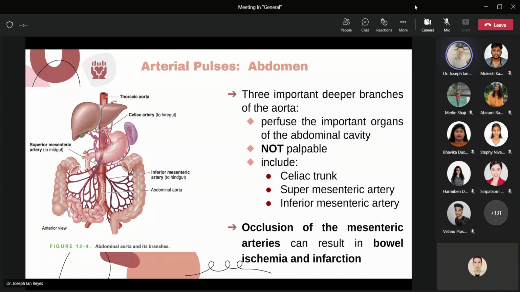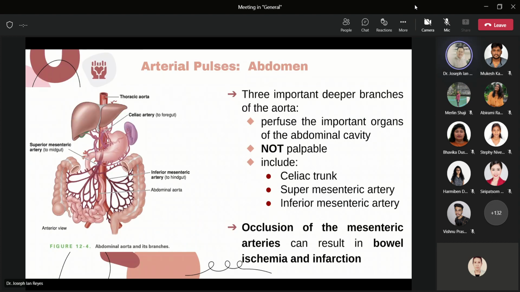If you can see the picture, you have your celiac, your superior, and your inferior. They supply different areas, which is very important because we should know which areas they supply. Celiac is foregut, superior mesenteric artery is midgut, and inferior mesenteric artery is hindgut. Yes, very good. But you should know what organs are in that area.